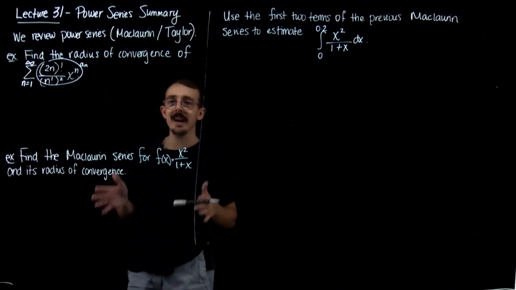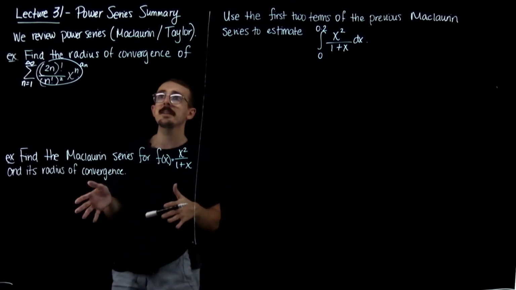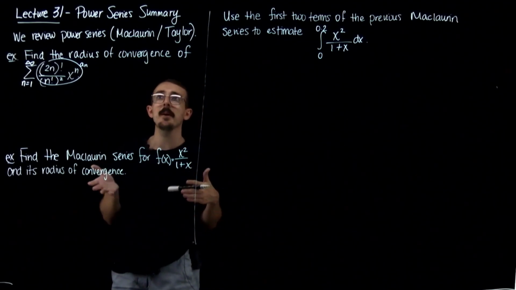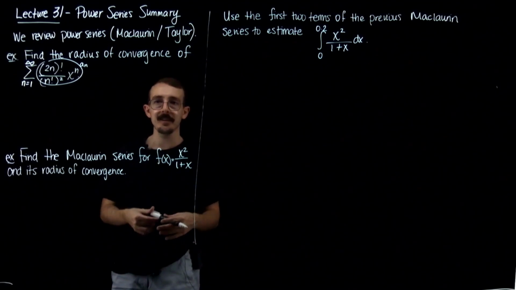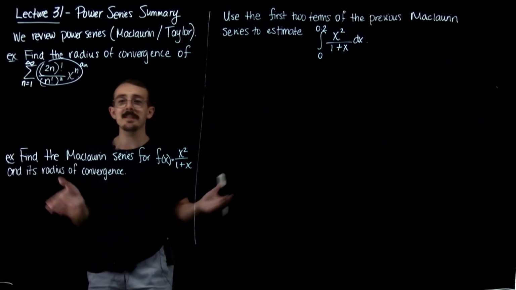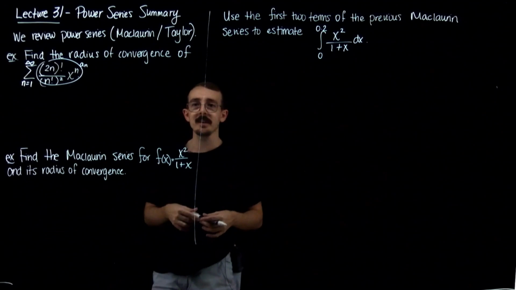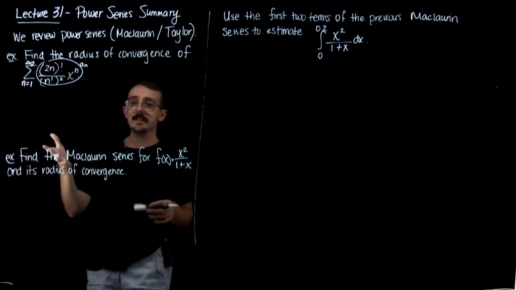So this is our last visit of the Power Series, and in particular, I'm going to be talking about Maclaurin and Taylor Series again. So we're going to be doing some more examples just to summarize all the topics that we learned in this unit. So here's our first example.